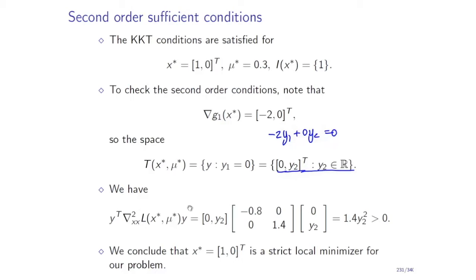And now if we consider the product of y transposed times the Hessian of the Lagrangian times y, where y belongs to T of x star, mu star, we obtain 1.4 y2 squared, which is greater than 0 whenever y is not 0. And by the second order sufficient condition, we conclude that this point x star that we computed is a strict local minimizer for our problem.